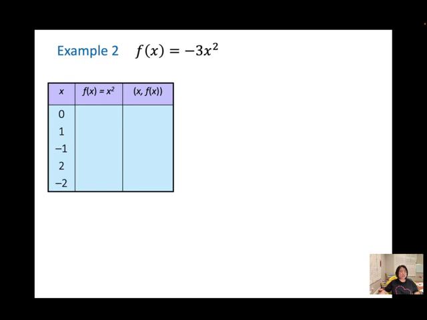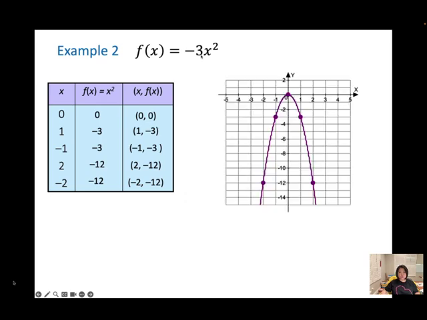Okay, this one. Try plugging in the points and try to sketch this function, f of x. Okay, check your work. And this time, since we do have a negative number, a is going to be negative 3. So the graph is going to be going downward, okay, going downward.